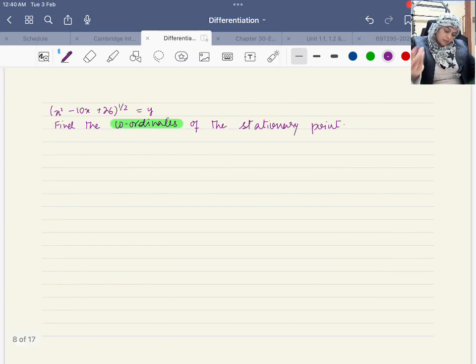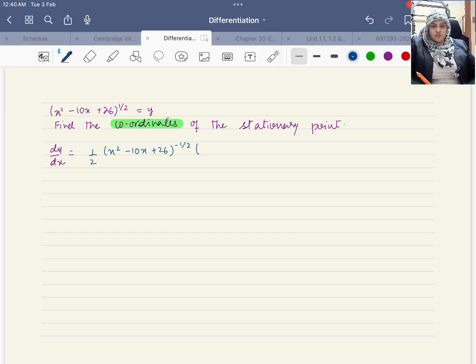All right. Now let's move ahead. This is the question. It says, find the coordinates of the stationary point. We learned earlier that the gradient at a stationary point is equal to 0. So first let's find out the gradient. How do we find out the gradient? By differentiating this expression. So the gradient dy by dx is equal to half x square minus 10x plus 26. Half minus 1 is minus half.